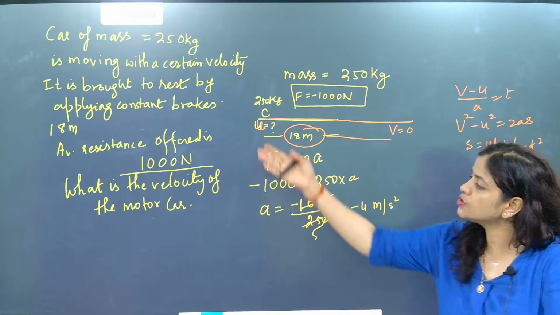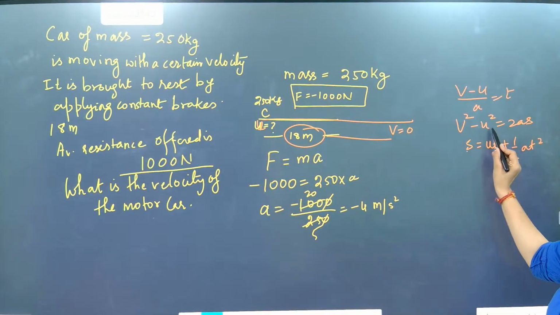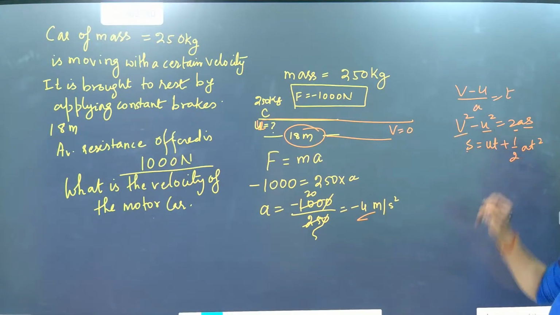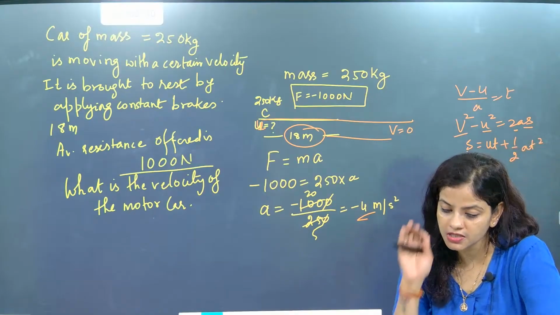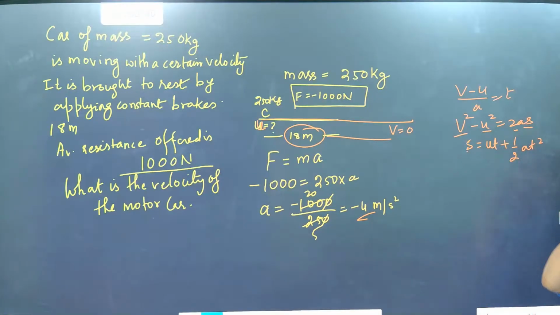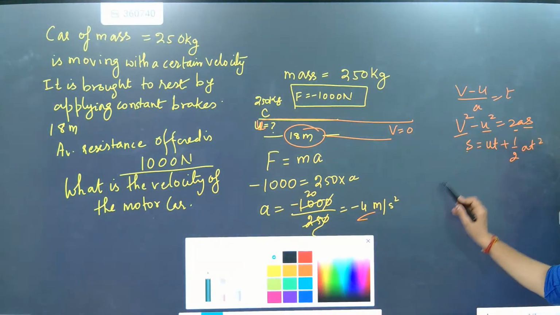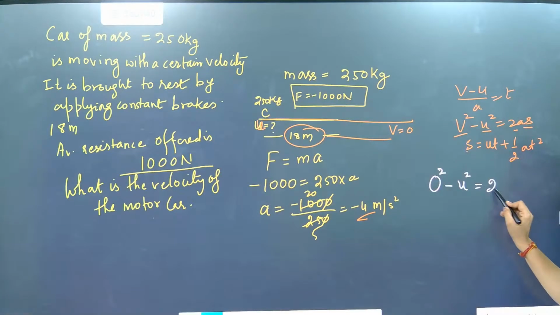But beta, here there is no time given. Only distance s is given. Acceleration we have, 4. u we don't know, but v we know. What is v, beta? 0. Final velocity is 0. So now we are going to solve the question. Here final velocity is 0. 0 square minus u square is equal to 2 into acceleration, which is minus 4, into displacement, which is 18.